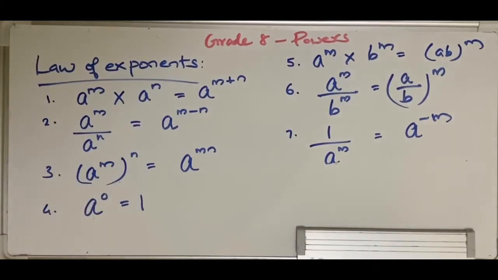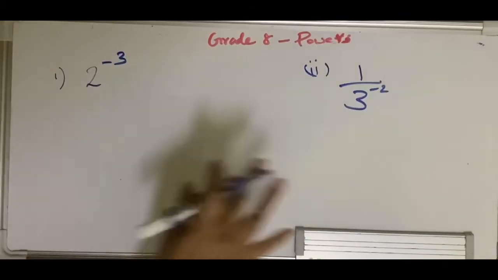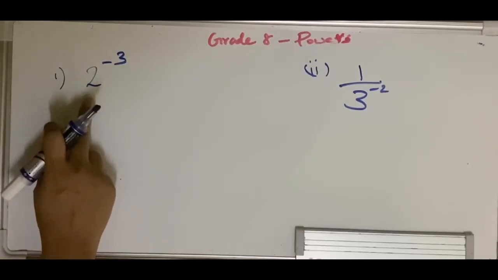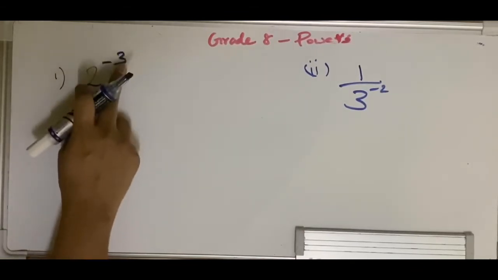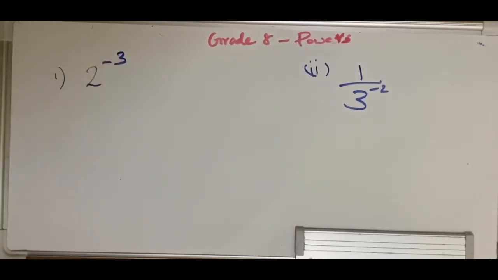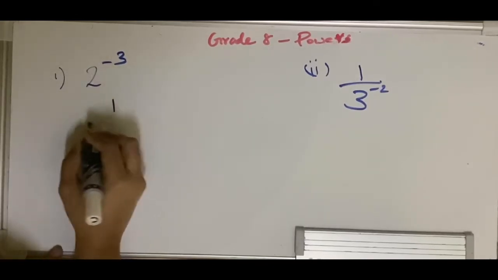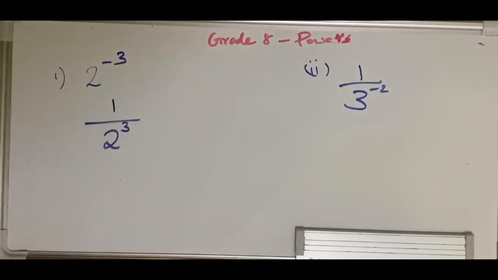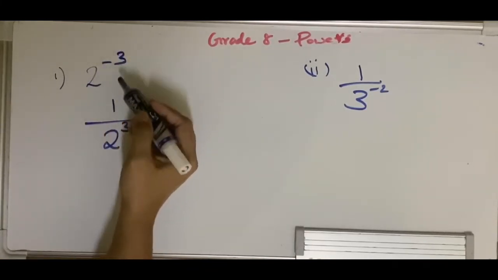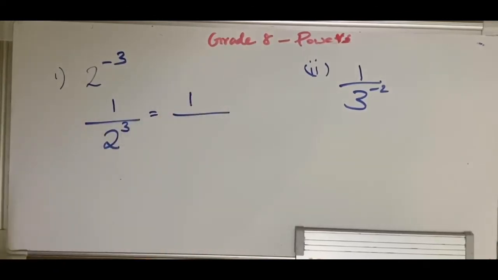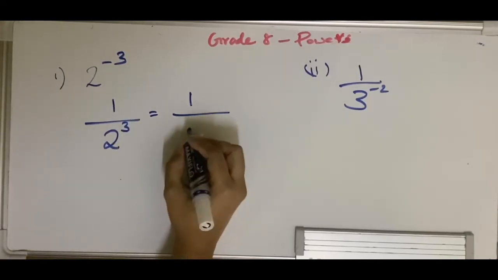So let's just try some of the examples in your textbook. We need to find the value of these two exponents that are given to us. So I have already told you, if you have any number raised to a negative power, then you simply take the reciprocal of this number, right, and then make the power positive. So for 2 raised to minus 3, the reciprocal would be 1 by 2, and the power will become 2 raised to 3. So 2 raised to minus 3 would be the same as 1 by 2 raised to 3, and you already know that 2 raised to 3 is 2 times 2 times 2, which will give me 8.